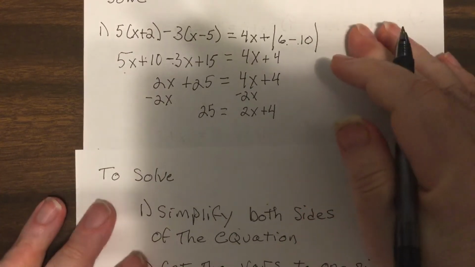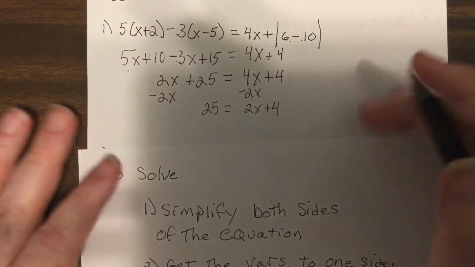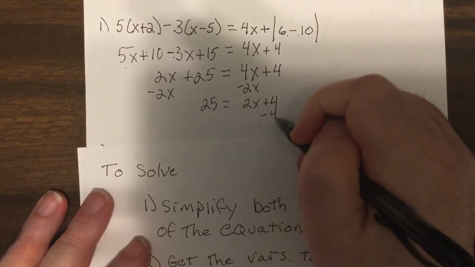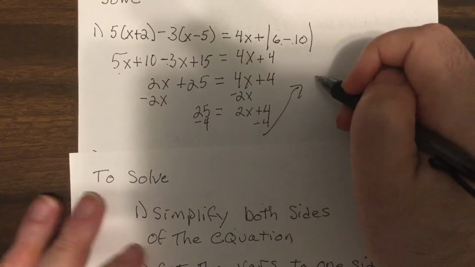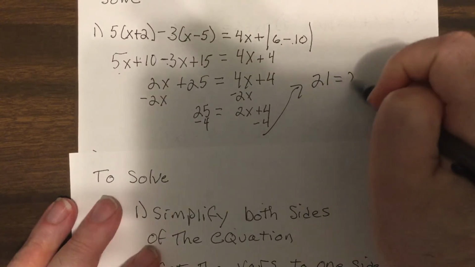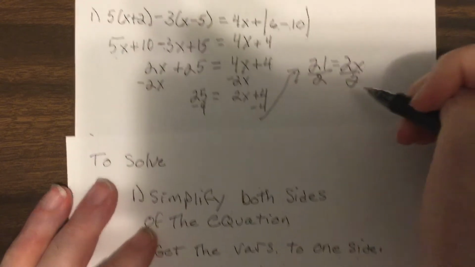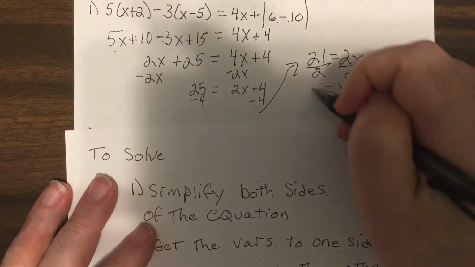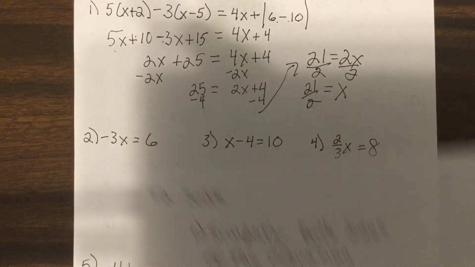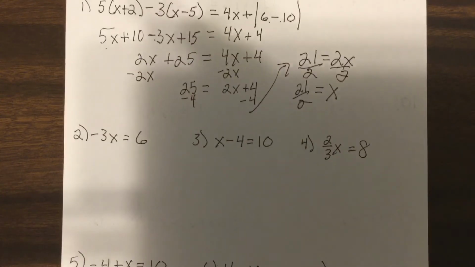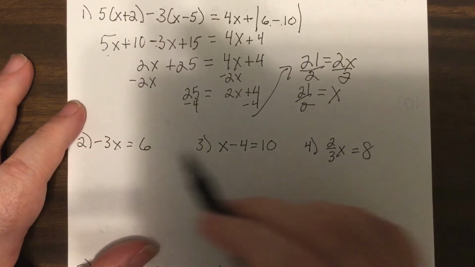Mercy. Big problem here, Murphy. So now we're going to subtract 4. And I'm going to move this over here. So I have 21 equals 2x. Divide by 2. X equals 21 over 2. So, now let's go back and we'll start with some basicer problems.